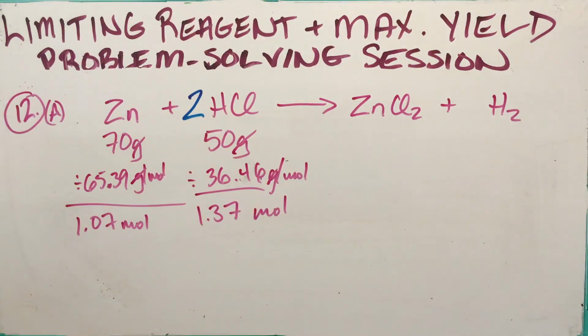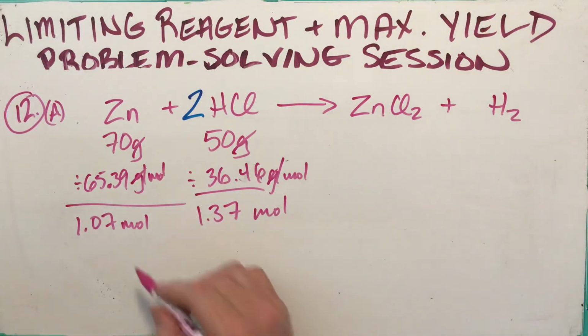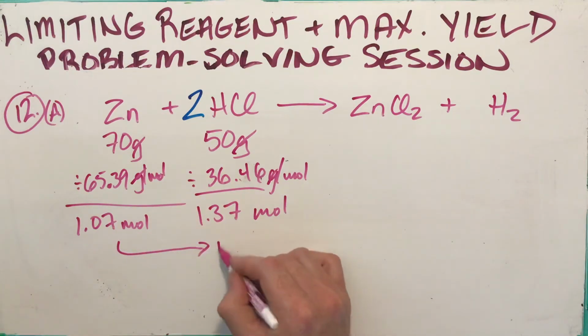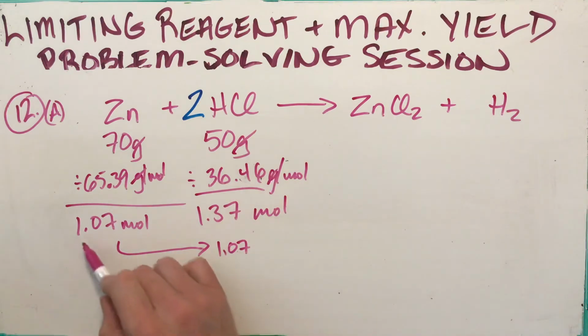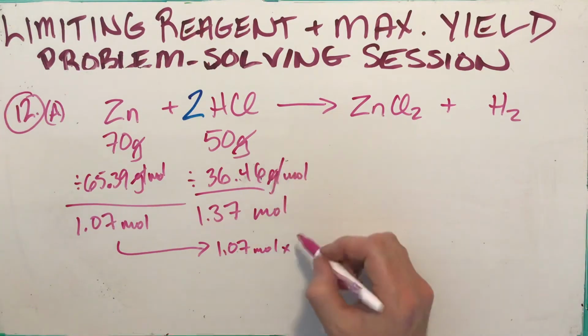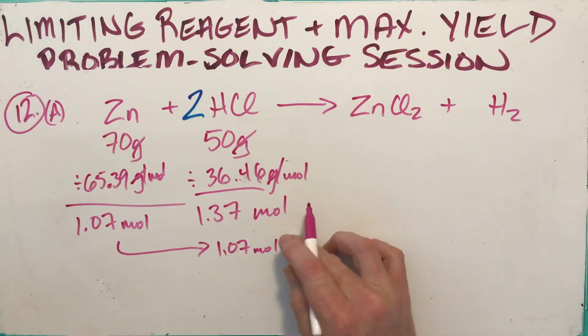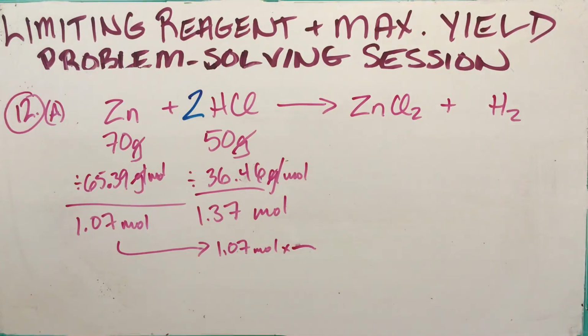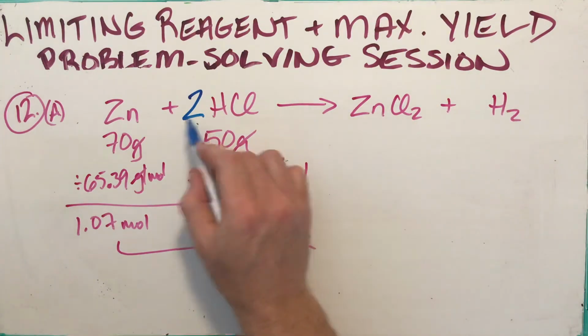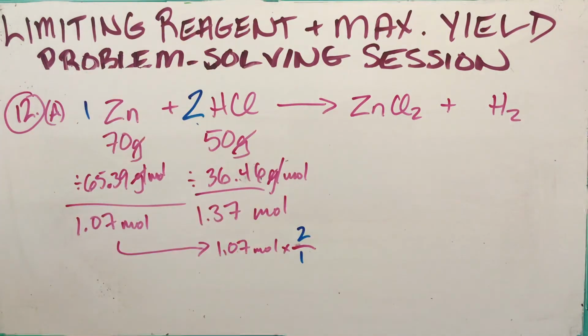And in this case, I end up with 1.37 moles. And now I'm going to say, if I use up all of this zinc, all 70 grams or 1.07 moles of zinc, how much hydrochloric acid will I need? All right. So I multiply it by the mole ratio. In this case, it's 2 over 1. 2, and I know there's a 1 here that I can't see. So I'm going to end up doubling this, and it ends up being 2.144 moles.